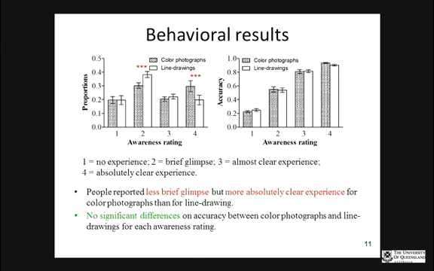The behavioral data showed people gave fewer brief glimpse ratings and more absolutely clear experience ratings for the color photographs than line drawings. That is, surface information seemed helpful for conscious sensation to arise. Despite this, for each awareness rating, there was no significant difference in accuracy between color photographs and line drawings.